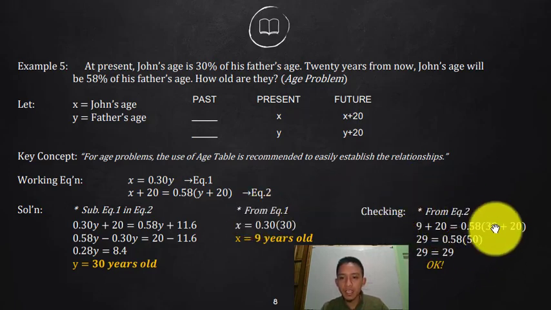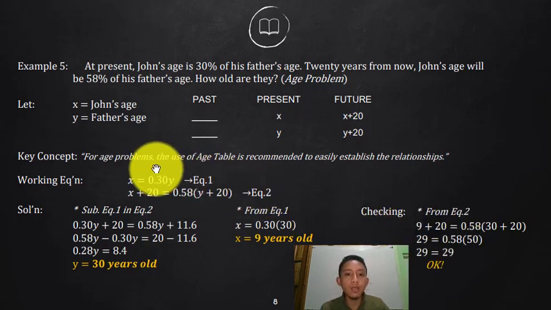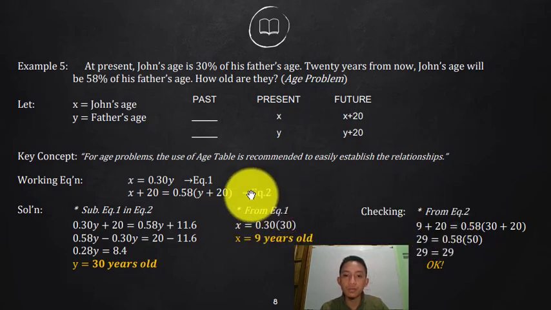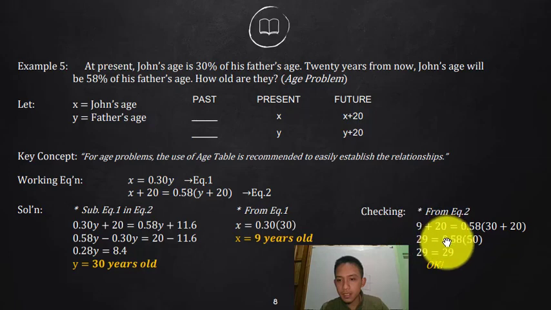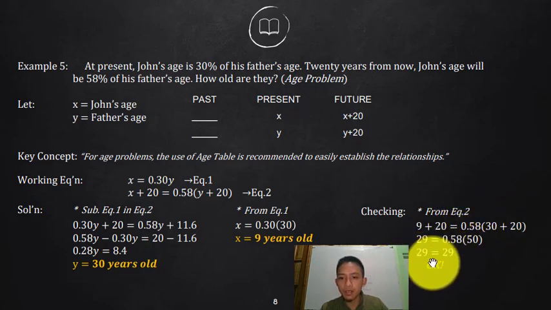So again, checking, always have checking. So let's say we used here equation 1 to solve for the other unknown. So maybe I will be using here equation 2 to check that one. Because of course, if you go back to equation 1, that is where we solved your second unknown, so automatically that will be correct. But to make it right, I will use equation 2. So to be 100% sure I will make use of the other one. Substitute their x and y, play around. 9 plus 20 is 29, 30 plus 20 is 50, 0.58 of 50 is 29 also, therefore we are 100% correct.